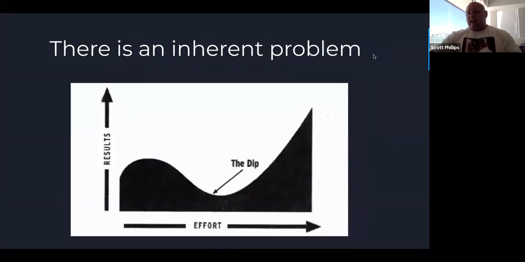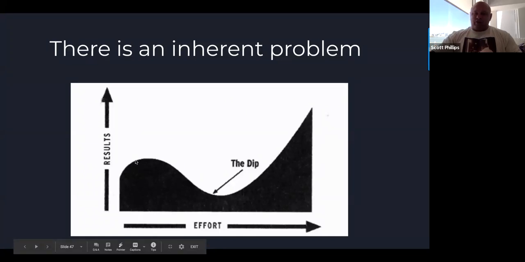Now, there's an inherent problem with learning to trade any system. And there's an excellent book on the problem called The Dip by Seth Godin. If we imagine here is your effort, and here's your results. When you first start learning the system, you go from 0 to 20% pretty quick. You learn it really quick, and you think, this is great.